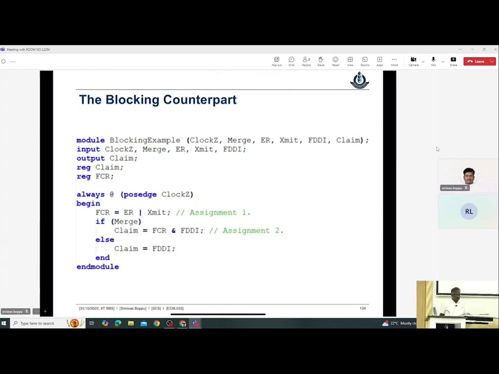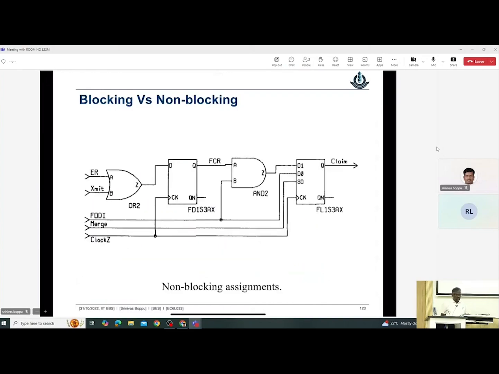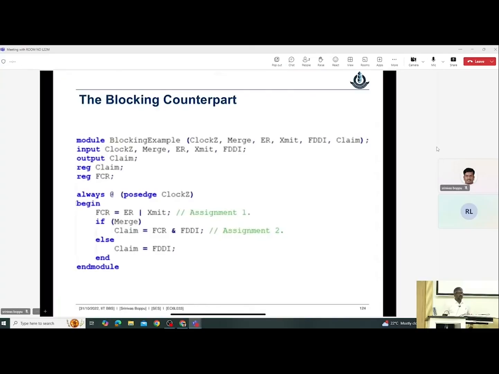So earlier, you might have been reading the previous value of FCR and all those things, but here it would be different. You need to really use the updated value of FCR. That would be the only difference.